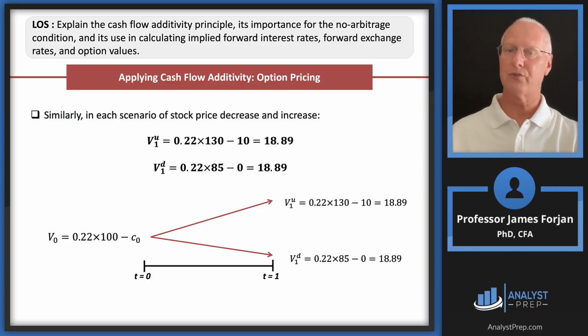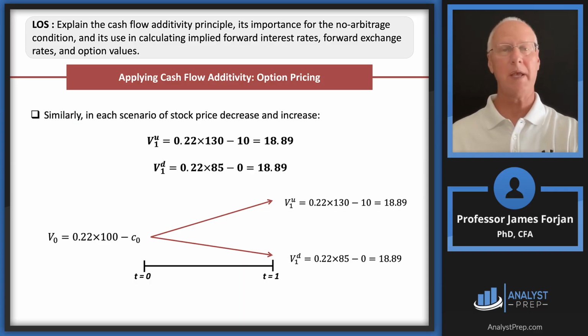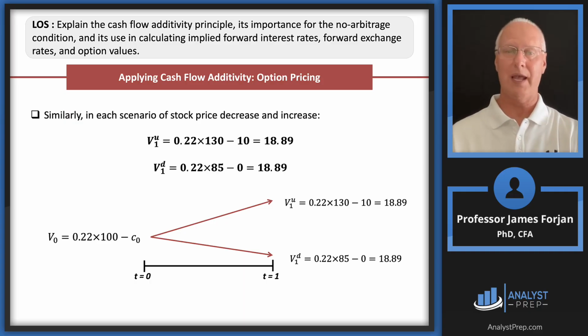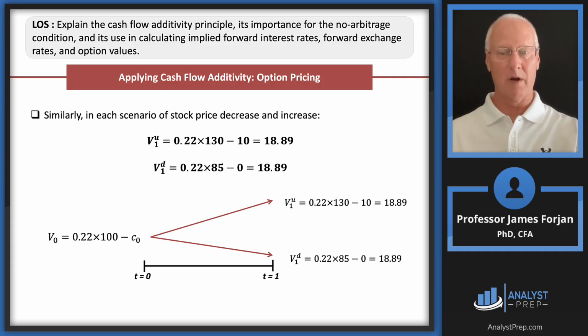Now, if the stock price goes down to $85, well, 0.22 times 85 minus 0, because the option expires worthless. You're not going to pay me 120 when the price is 85. Well, there's the 18.89. So look at the bottom of the timeline here at time period T minus 1. The value of this portfolio is going to be worth either $18.89 if the stock price goes up, or $18.89 if the stock price goes down.